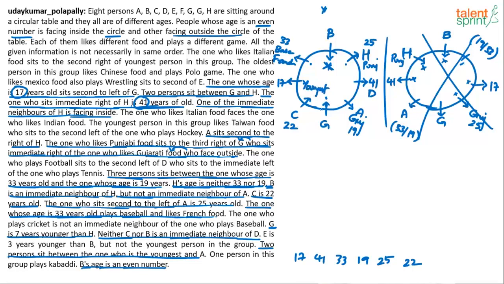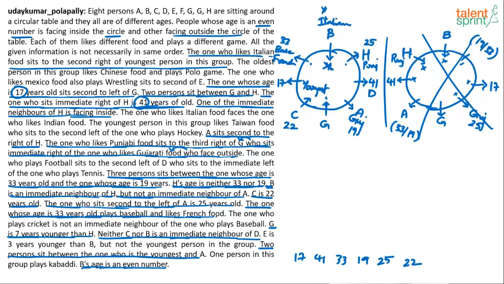And something is given with respect to the youngest person. The one who likes Italian food sits second to the right of the youngest person in this group. The first clue: Italian is second to the right of the youngest person. See, 17 years old is the youngest person. Now, when a person is facing outwards, right will be clockwise, and that person should be liking Italian food. So B is the one who likes Italian food.